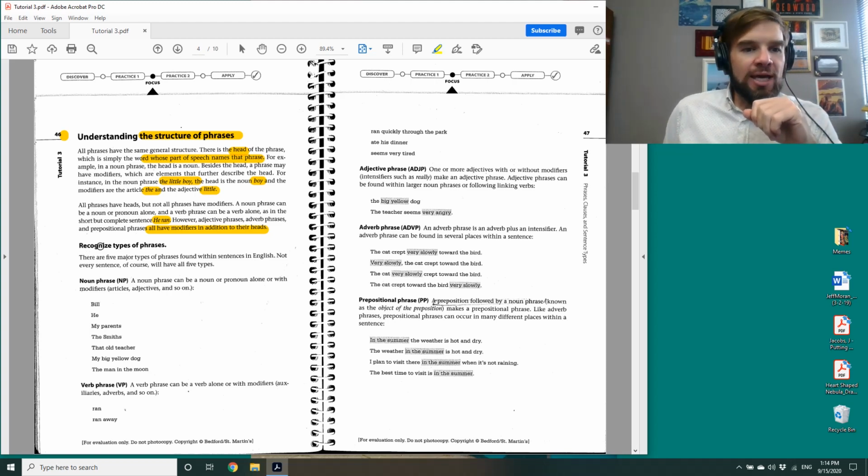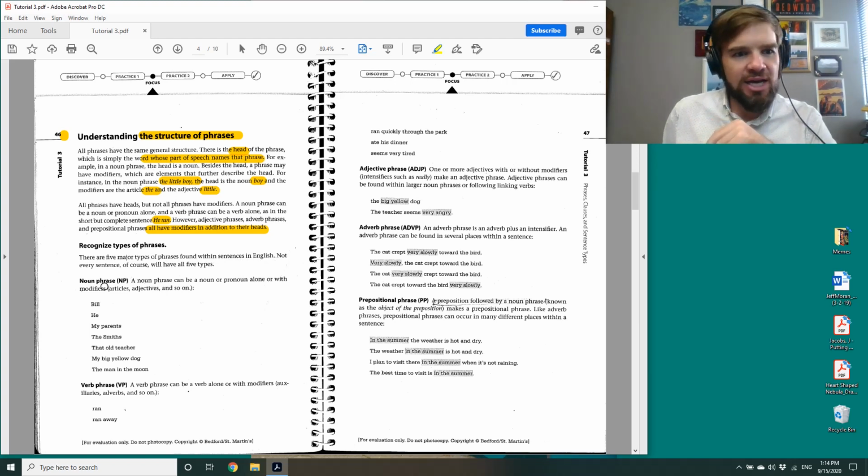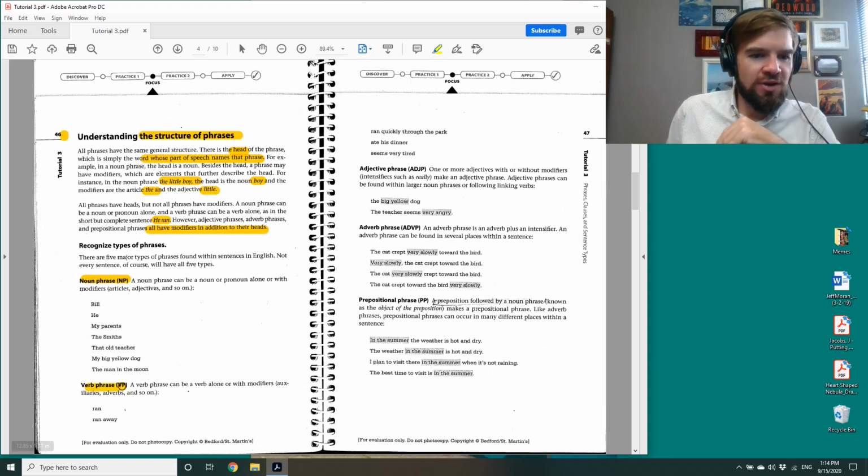Now, recognize types of phrases. There are 5 major types of phrases found within sentences in English. Not every sentence, of course, will have all 5 types. So, a noun phrase. A noun phrase can be a noun or pronoun alone or with modifiers, articles, adjectives, and so on. So, Bill, he, my parents, the Smiths, Smith's a last name, that old teacher, my big yellow dog, the man in the moon.